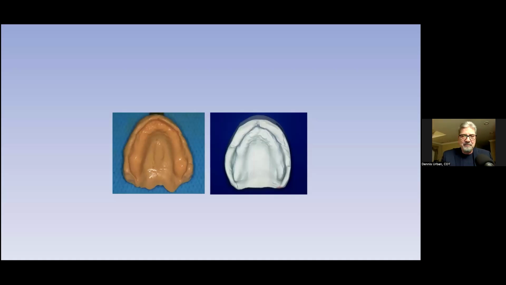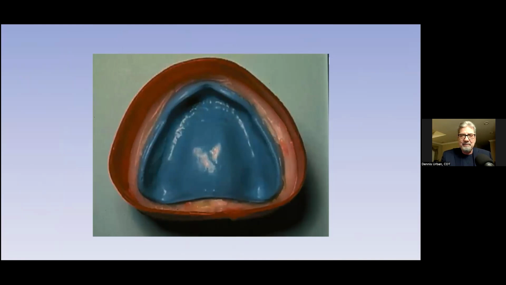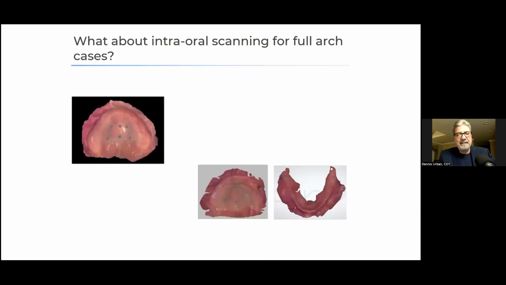This is a nice, beautiful impression here. We got the border mold. We got all the anatomical landmarks. So we're ready to go here. Then we pour our model in the laboratory. We box and bead our impression, and we're ready to pour our final model.